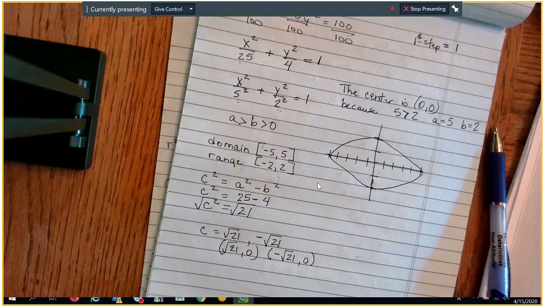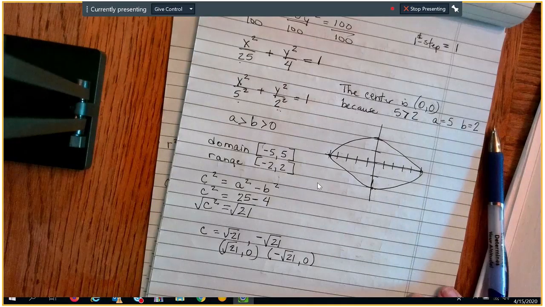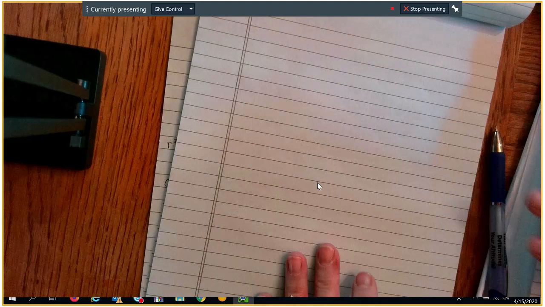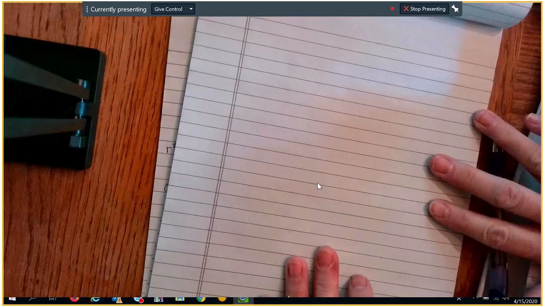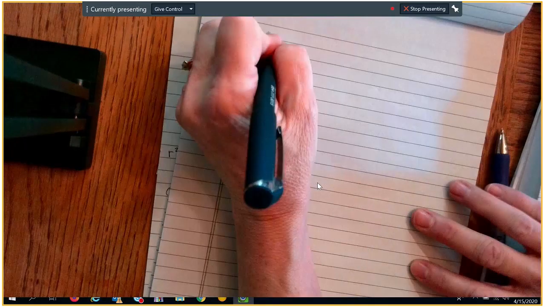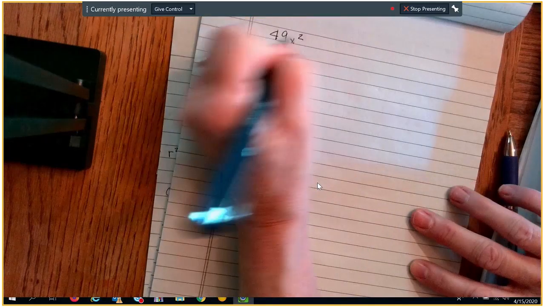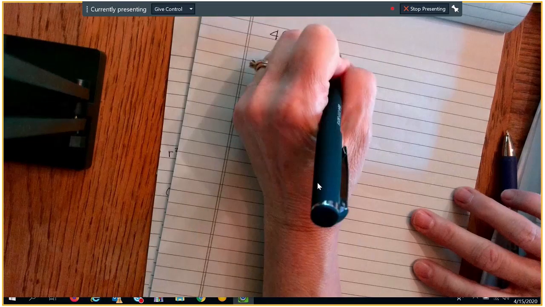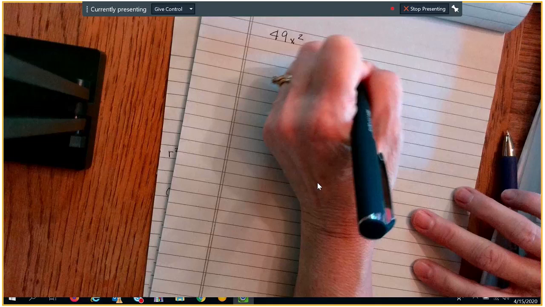Sorry, there we go. Okay? So let's just do another one for kicks and giggles. 49x squared plus 9y squared equals 441.